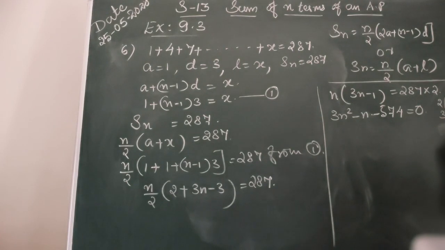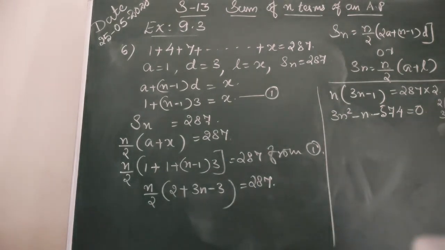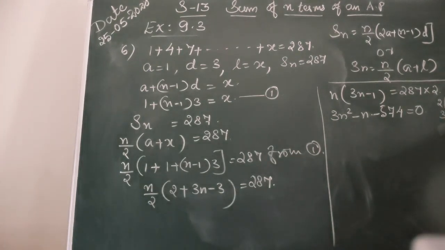3 will not go, 4 will not go. Factorize it and find the two numbers there. Or you can use the formula minus b plus or minus under root b square minus 4ac upon 2a. That also you can use, no problem. So find out the two numbers there. The sum is minus 1, and 574 into 3 will be the product.